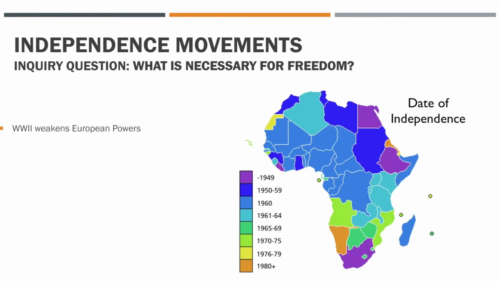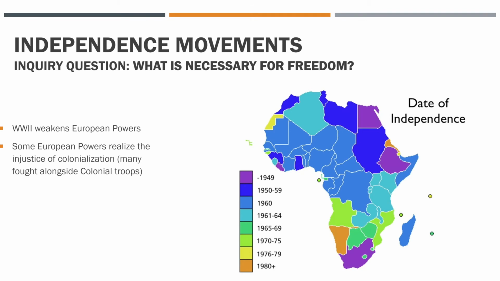Okay, now some things happened between the 1880s and 1960s. For one, World War II weakens European powers. So European countries that held colonies in Africa were not in a position to maintain those colonies. And also some European powers, after fighting alongside their colonial soldiers against the Nazis, realized the injustice. It'd be very strange to go back and not think about independence for those colonial troops.